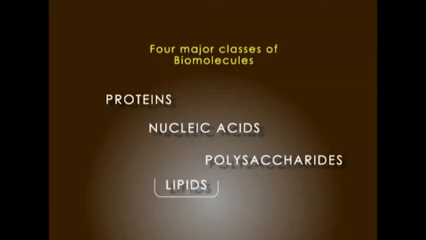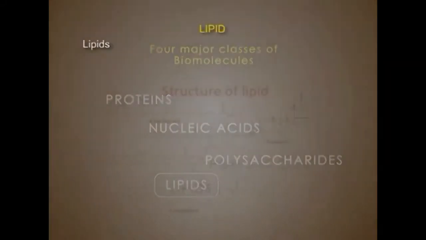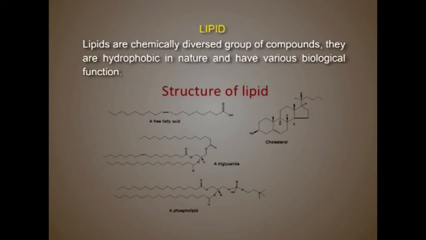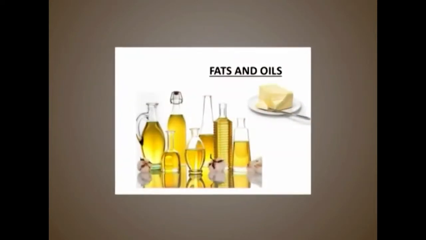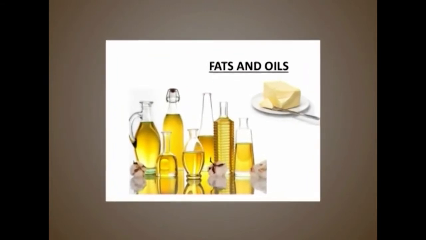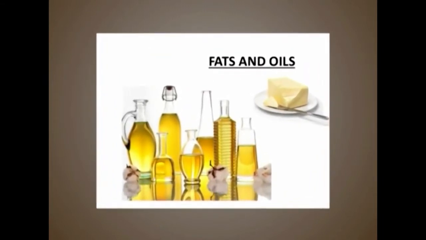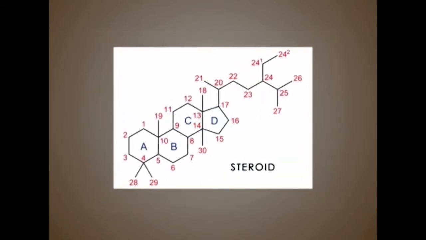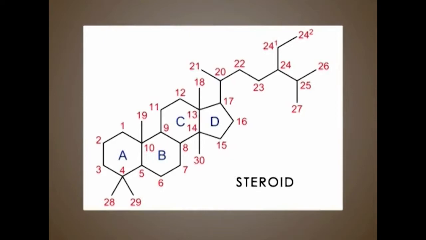Number 4, lipids. Lipids are a chemically diverse group of compounds. They are hydrophobic in nature and have various biological functions. For example, fats and oils serve as a storage form of energy in many organisms. Phospholipids and sterols are major structural elements of biological membranes. Other lipids play a crucial role as enzyme cofactors, electron carriers, hormones, light absorbing pigments, etc.